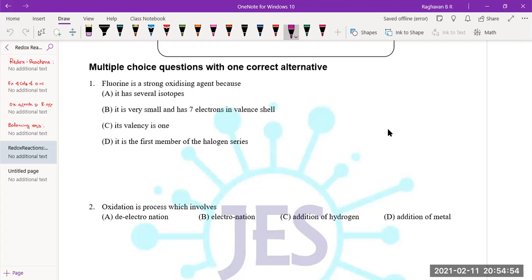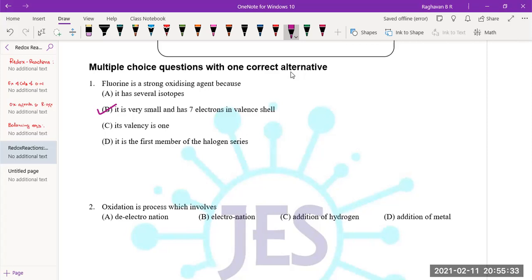Fluorine is a strong oxidizing agent because... What is the most appropriate answer? Surely not because of several isotopes, right? Option C, its valency is 1, is correct, but the correct reason is option B. Its valency is 1 because of option B. It is correct, but the most appropriate is option B. Sometimes there is more than one matching answer; in such cases, we need to say the most appropriate.